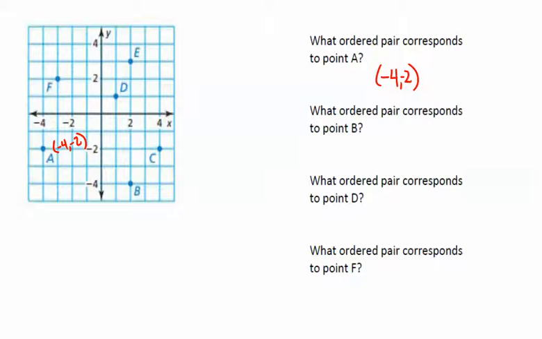Okay, the next point is B. And B is in the 4th quadrant. By the way, the quadrants are numbered in counterclockwise order using Roman numerals. So point B is in the 4th quadrant. It is to the right 2 and down 4. So it would be (2, -4).